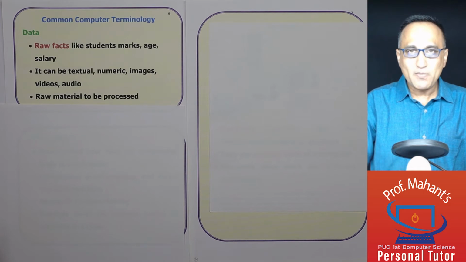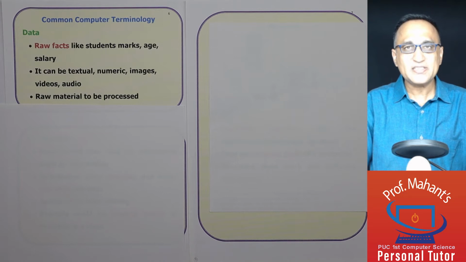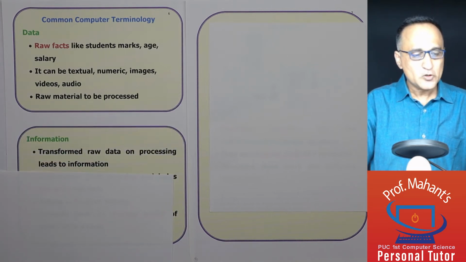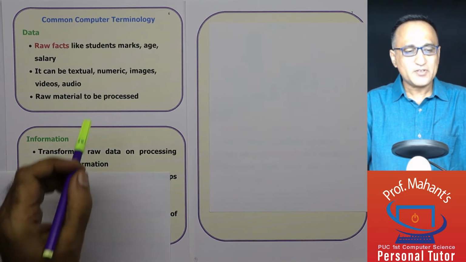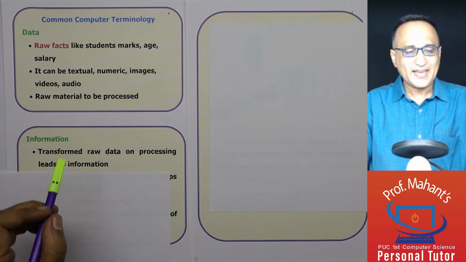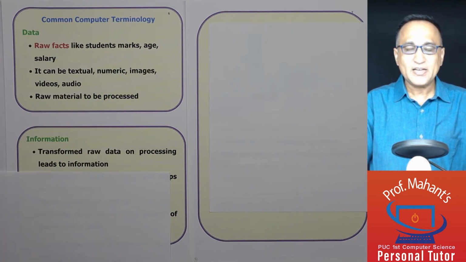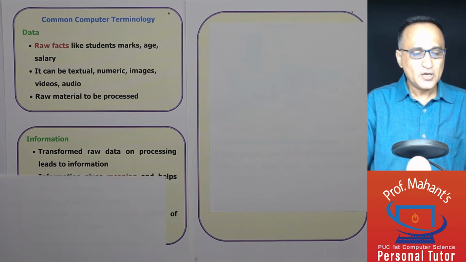So, I take your marks, which is the raw facts or the data, then I process it and I provide you your percentage or your rank in the class. The percentage or rank constitutes your information. So basically what I did here is I took the raw data which happened to be your marks. I calculated or processed the raw data and gave you your percentage and rank. Now your percentage and rank constitutes your information.